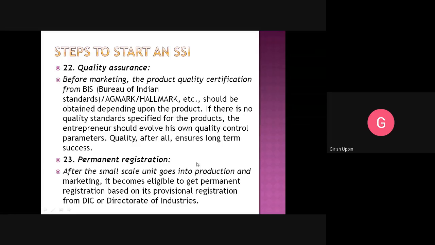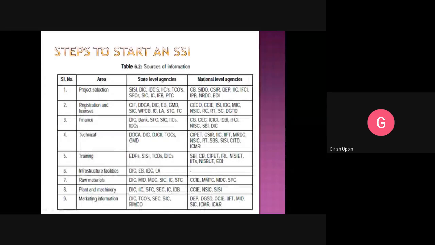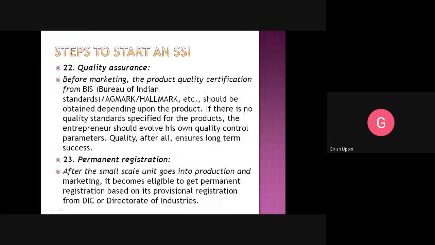Then permanent registration. After the small scale unit goes into production and marketing, it becomes eligible to get the permanent registration based on the provisional registration from DIC. So first you will do a provisional registration, and once the operation starts, then it can go for a permanent registration.